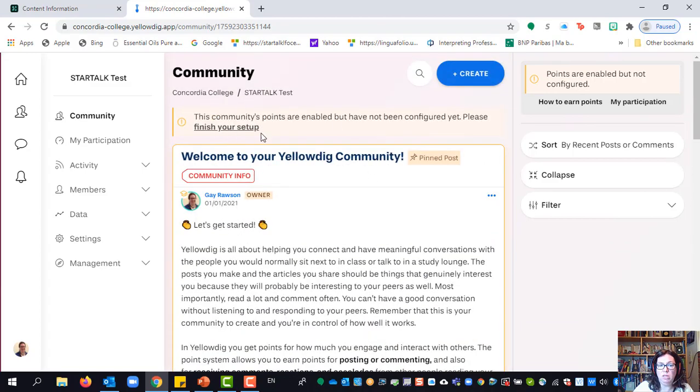And then essentially once you set up those points, right, that's the piece that takes the most thinking, I think, is that backward design piece. What are you trying to accomplish? How do you want to get there? How do you want to encourage your students to get there? And that's where you set up those point values.